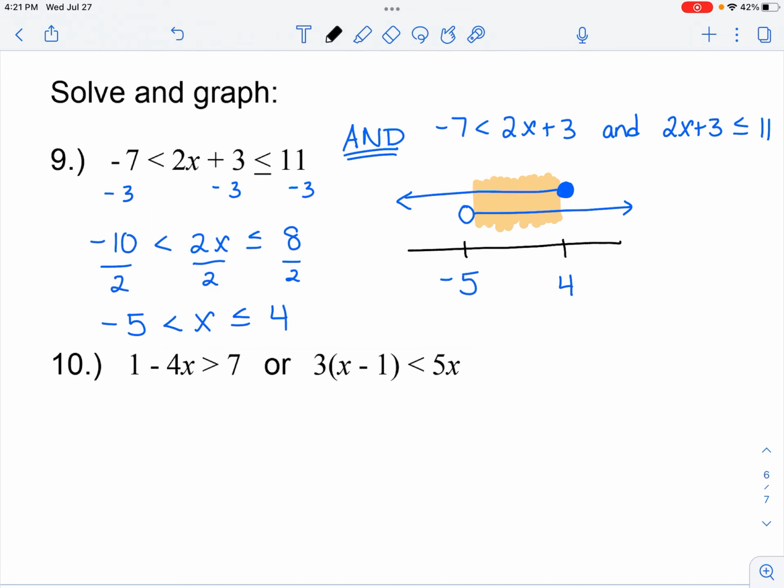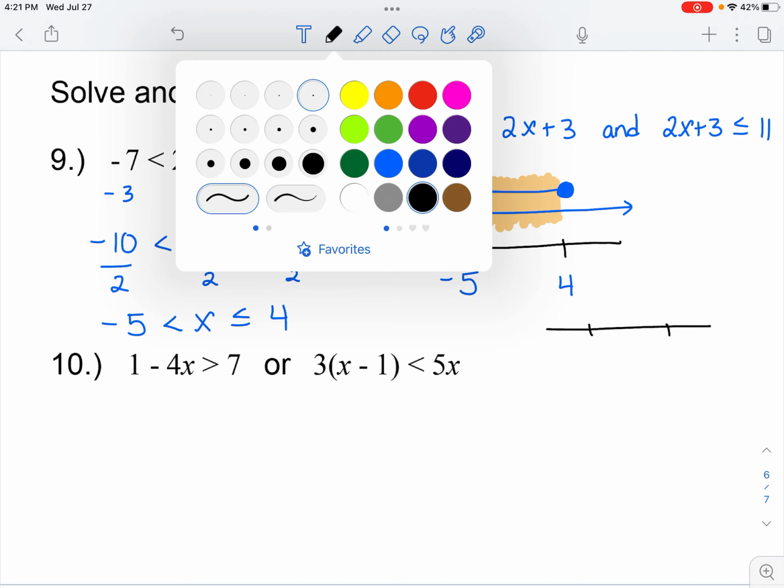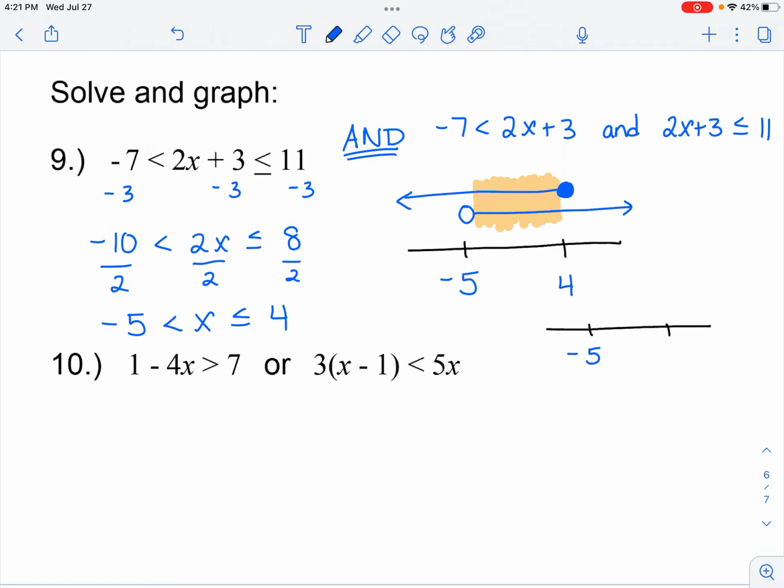So the number line here is going to be from negative 5 to 4. An open circle at negative 5, a closed circle at 4. I'm going to connect the two together. Okay, so that's my final answer for problem number 9.